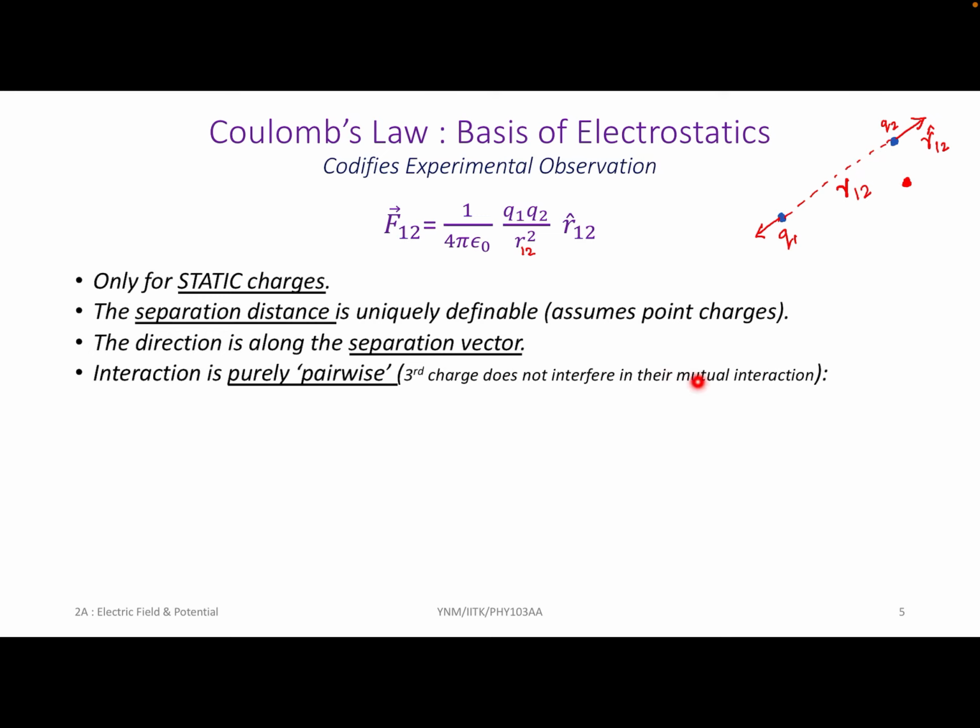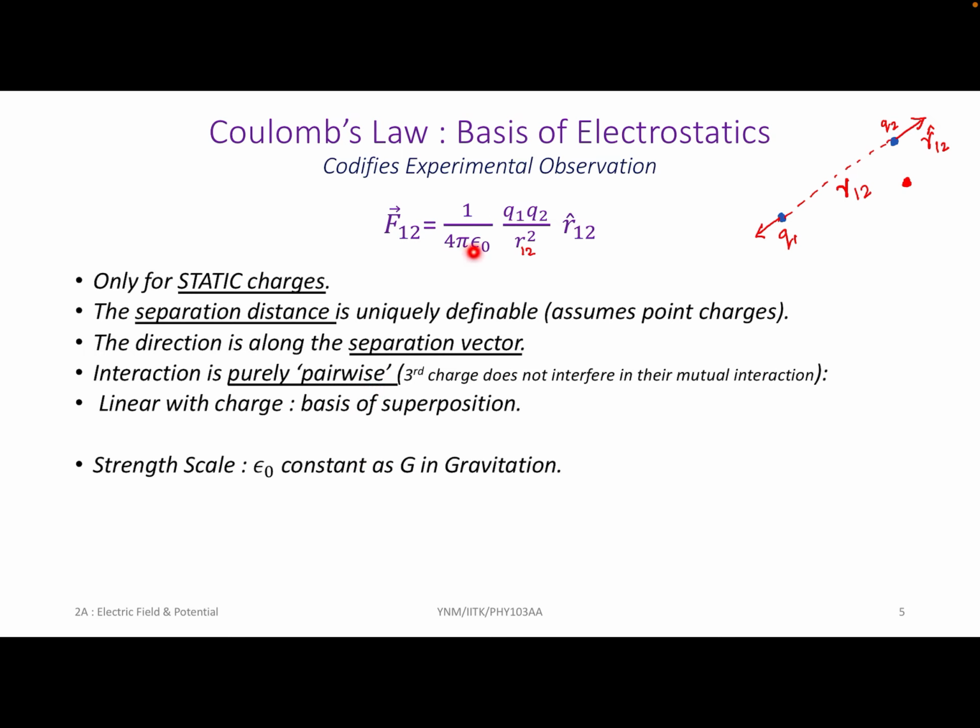And so it does not interfere in their mutual interaction. This is one of the bases for superposition being valid in electrostatics. And also remember that the force is directly proportional to the charge of one of them, not the square of it or any other function. That linearity, that it is a linear function of the charge, and the fact that interaction is pairwise, is the basis of superposition.